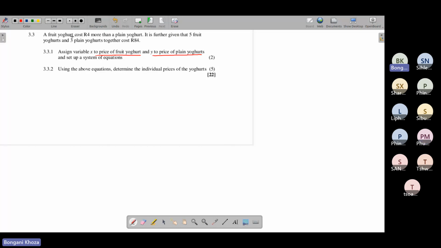So let's check. Here we are told that a fruit yogurt costs 4 rand more than plain yogurt. So if we are saying that fruit yogurt is x and plain is y, the first equation we can have is that fruit yogurt costs 4 rand more than plain yogurt. Do we understand this part?